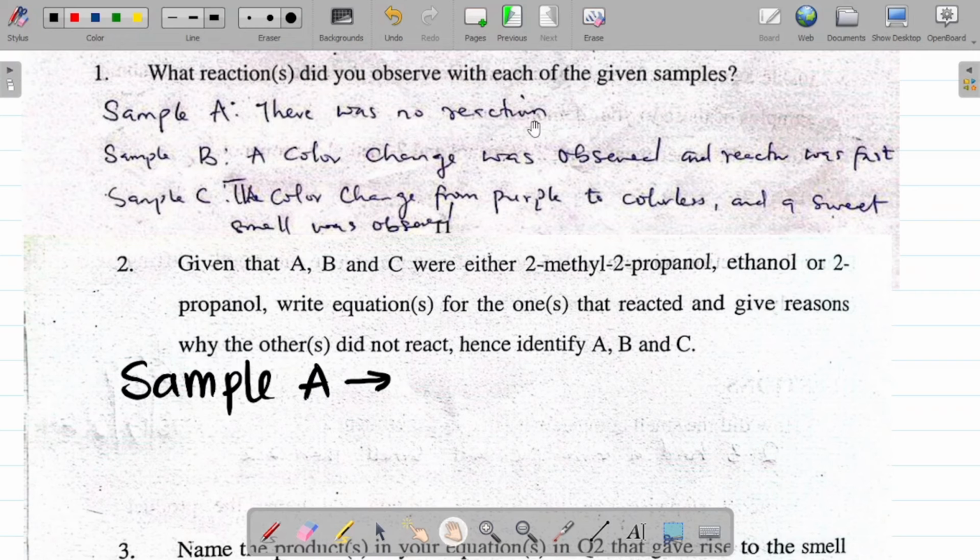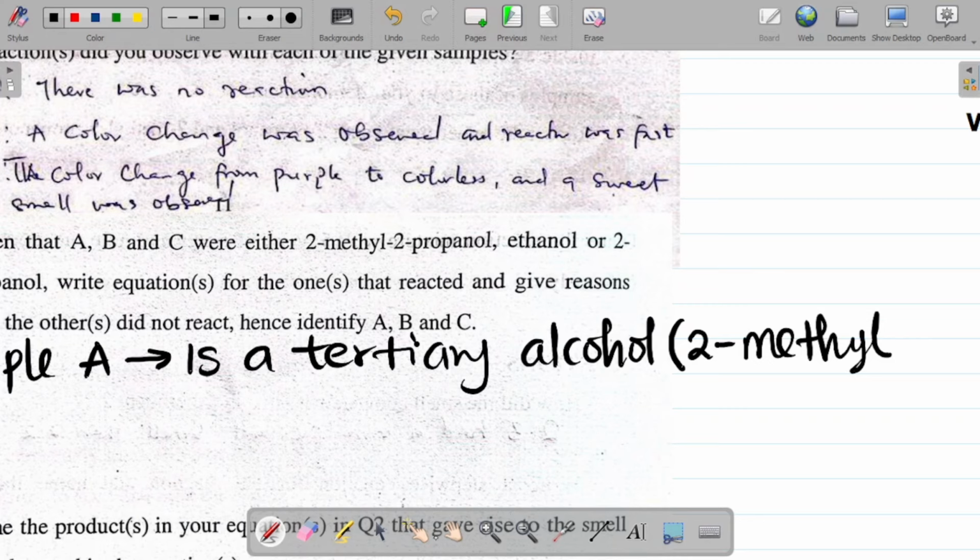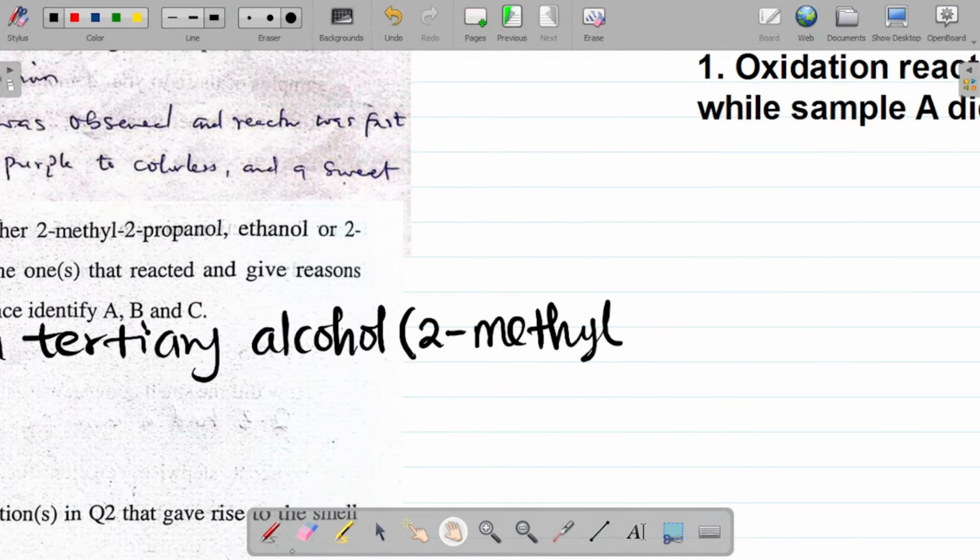Sample A says there was no reaction. And don't forget that when we say no reaction occurs, it is a tertiary alcohol. So we can say sample A is a tertiary alcohol because there was no reaction. And of course, you can indicate it here. Which of them here is a tertiary alcohol? That's 2-methyl-2-propanol.